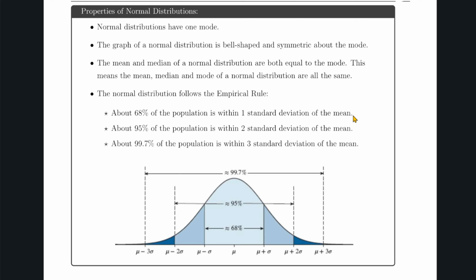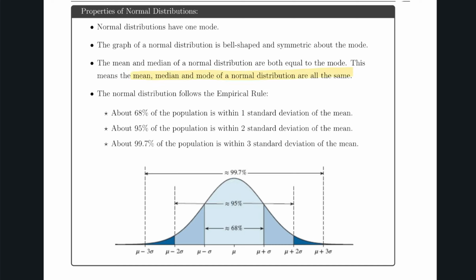Now, normal distributions are specific in that they have exactly one mode. The graph of the normal distribution is bell-shaped and symmetric about the mode. So what we mean here is, here's our mode, and we can see the graph looks exactly the same, mirror images to the left and the right. The mean and the median are both equal to the mode. So this key idea means that for a normally distributed graph, the mean, median, and mode are all the same.